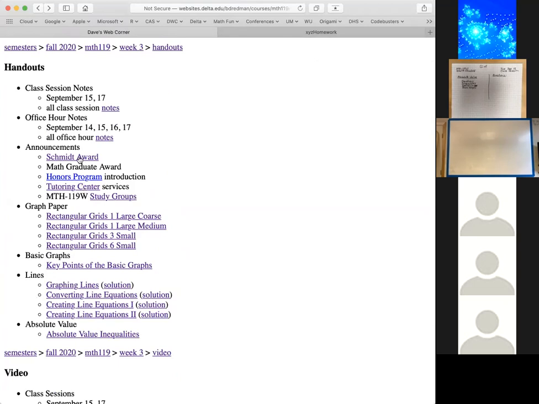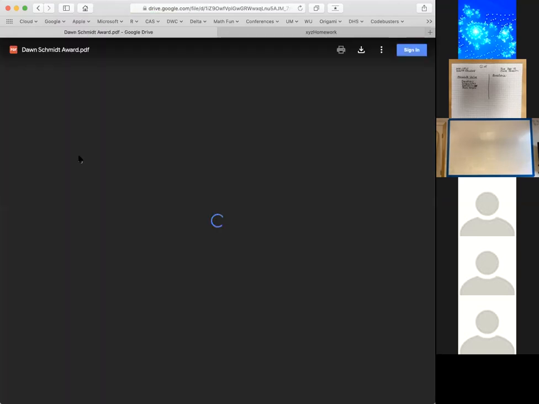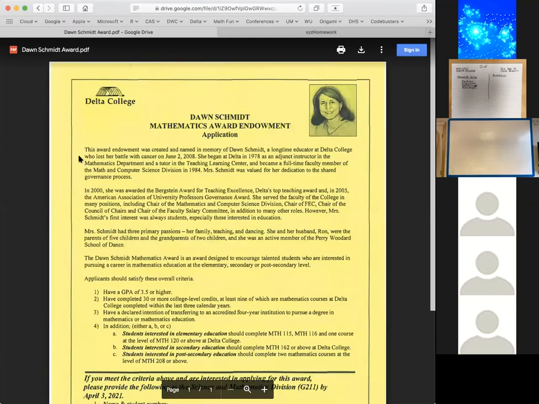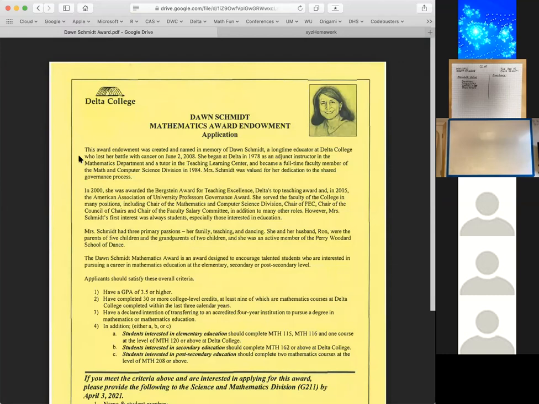The Don Schmidt Award is an award given by the math department. I thought I'd say a word about that. This award is in honor of a colleague of ours who passed away. She was very interested in all aspects of education, teaching, mathematics, and science. And so the math department established this award in her honor. You can read through the criteria.